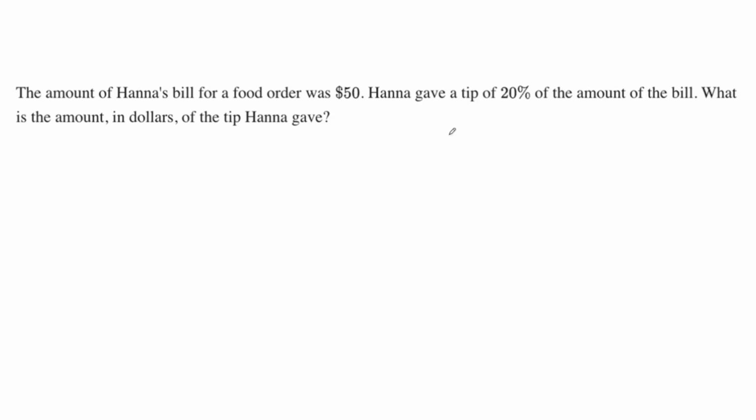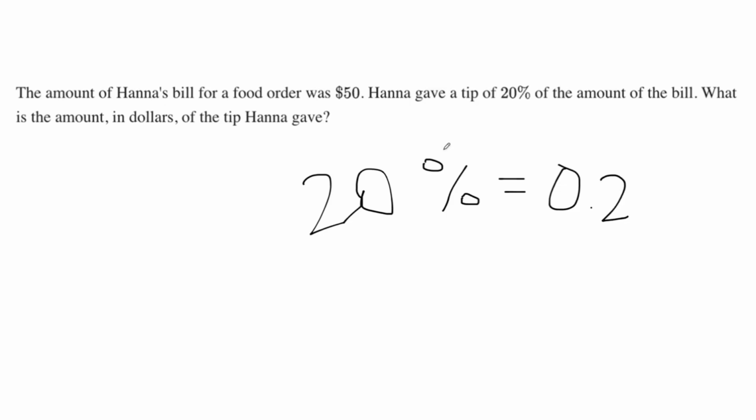The amount of Hannah's bill for a food order was $50, and she gave a 20% tip of the amount of the bill. What was the amount in dollars of the tip Hannah gave? In this kind of equation, you're going to have percentages going on. 20% is equal to 0.2. If this problem were asking what the total amount she paid was, then you would multiply $50 by 1.2, because 50 in addition to that 20%, or you could say 50 plus 0.2 times 50.